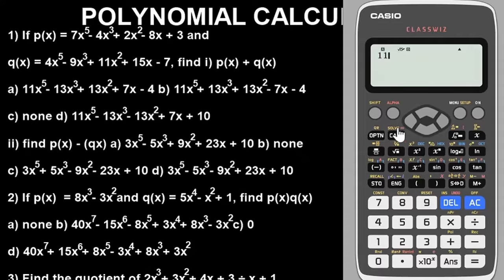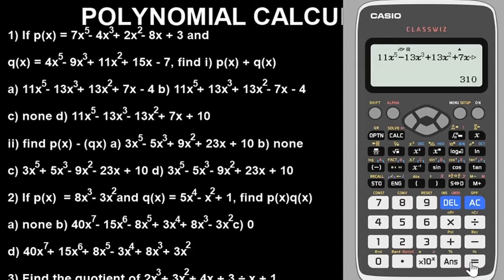You have 11x alpha x raised to the power 5, minus 13x alpha x cubed, plus 13x squared, plus 7x alpha x minus 4, right? So it's correct. Let's put equal to 310. So guys, our answer is what?